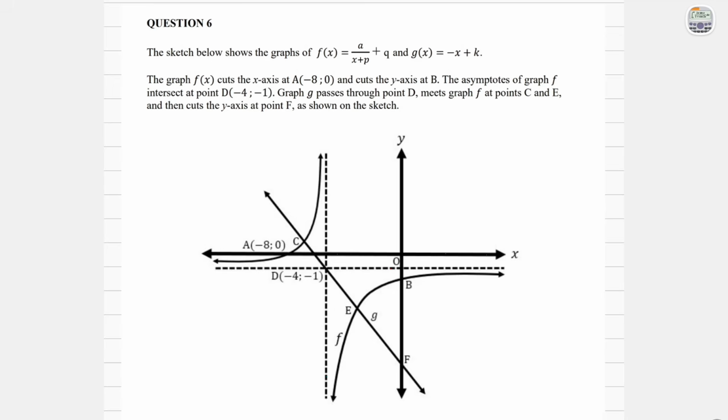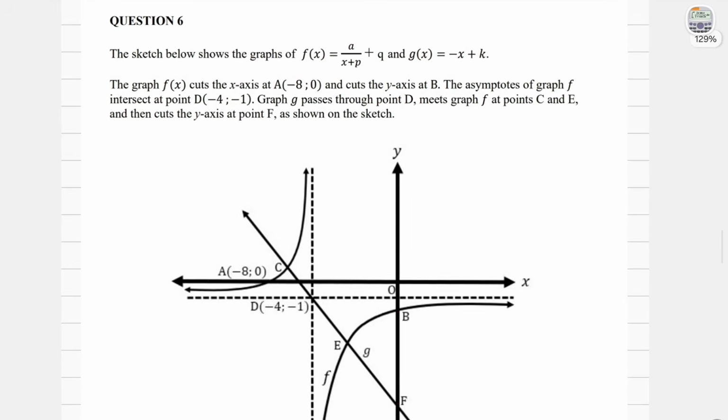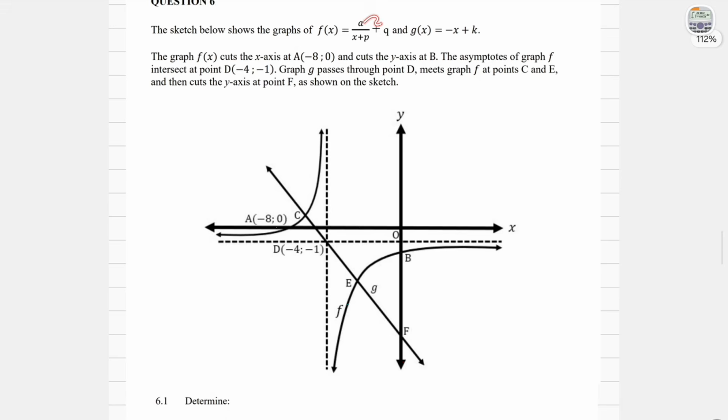Question 6 says, the sketch below shows the graphs of f of x is equal to a over x plus p, plus q, and that is our hyperbola we have here, and g of x, which is a straight line. And this is decreasing. So k is missing here. The graph f of x cuts the x-axis at A, which is negative 8 and 0. So let's just point that out.